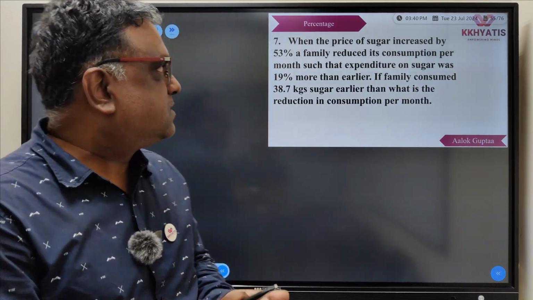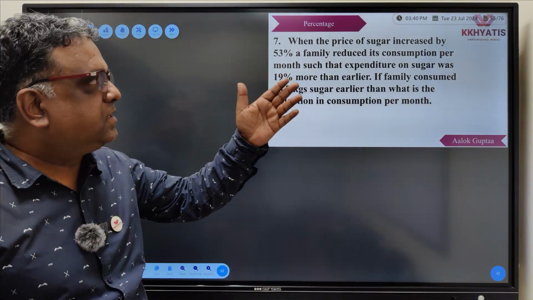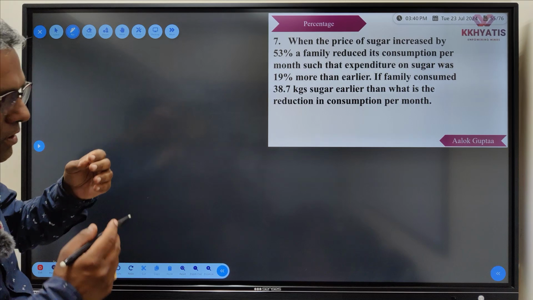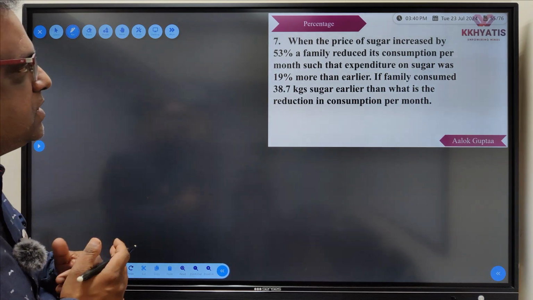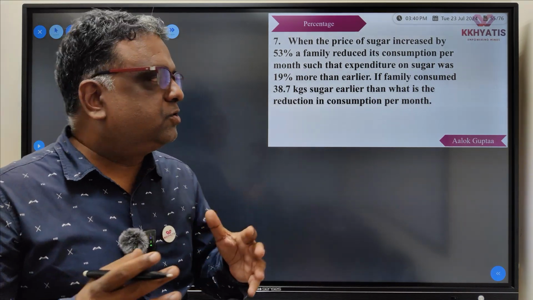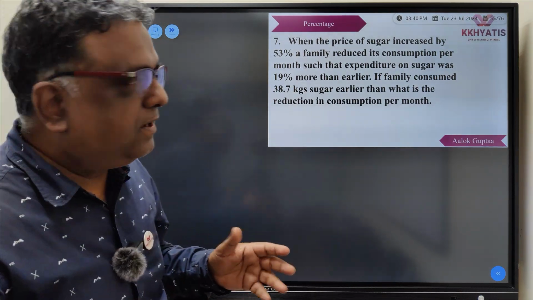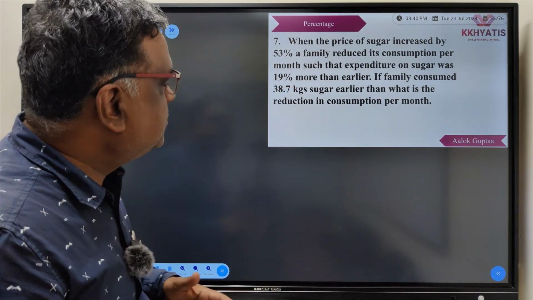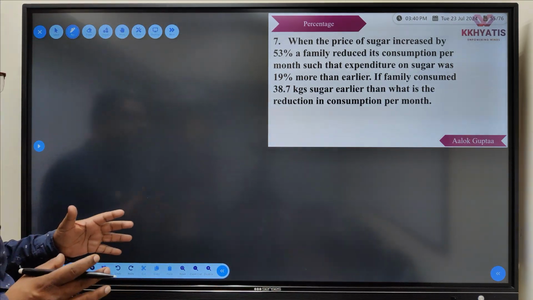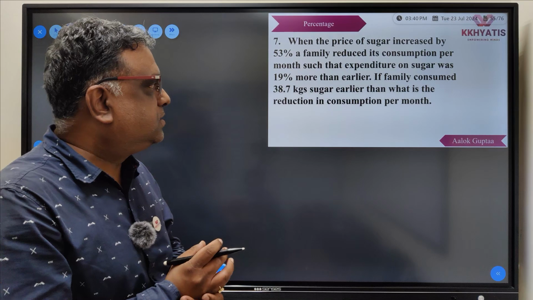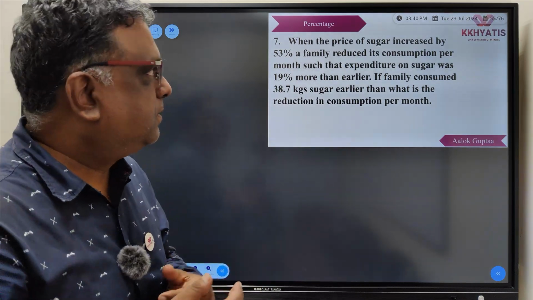So let us look at the next sum, which is: when the price of sugar is increased by 53%, a family reduced its consumption per month such that expenditure on sugar was 19% more than earlier. If the family consumed 38.7 kgs of sugar earlier, then what is the reduction in consumption per month?